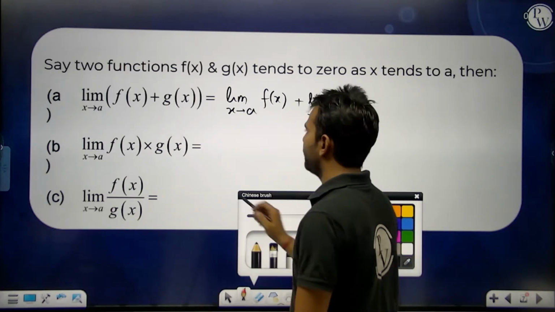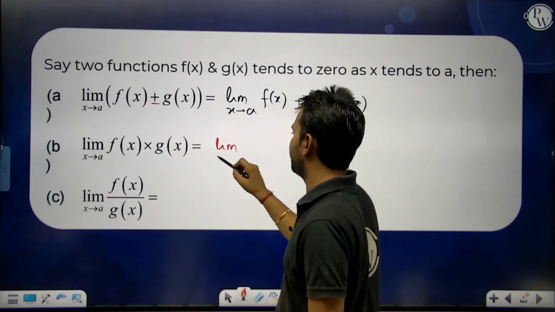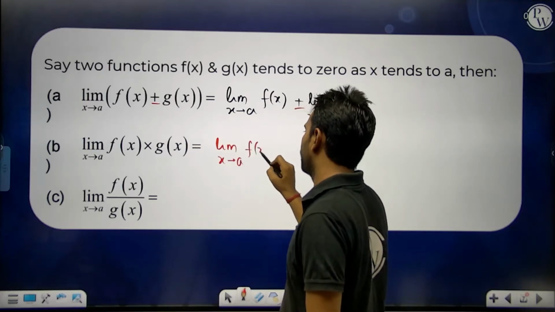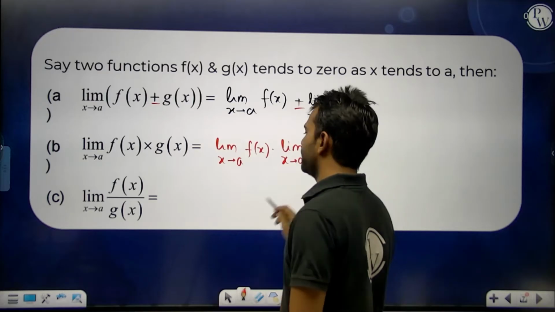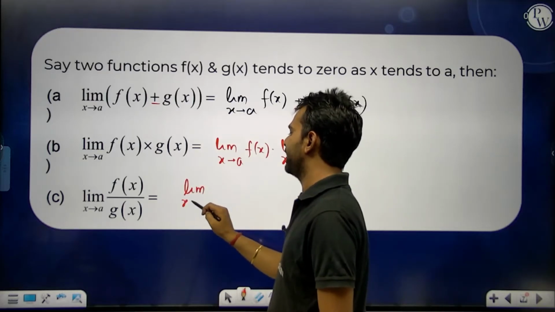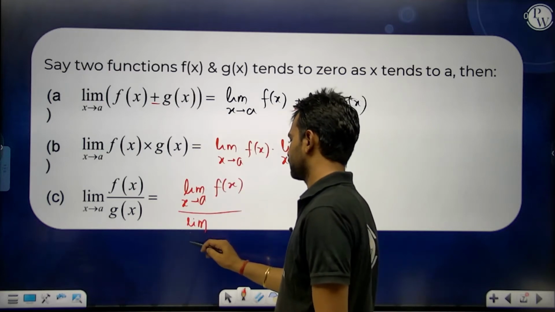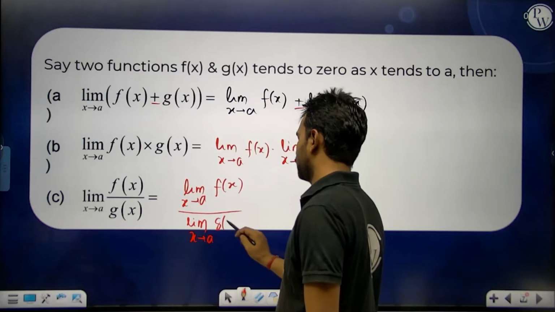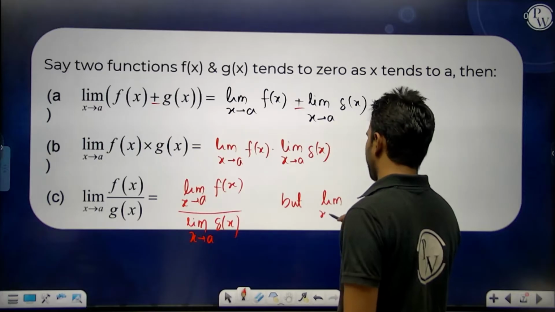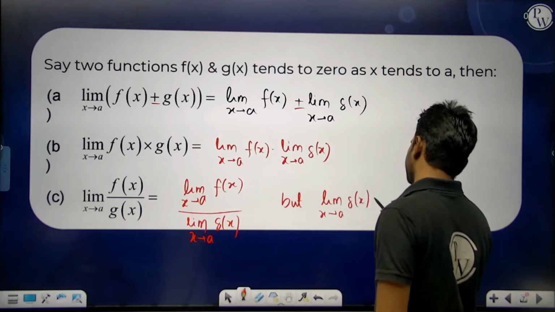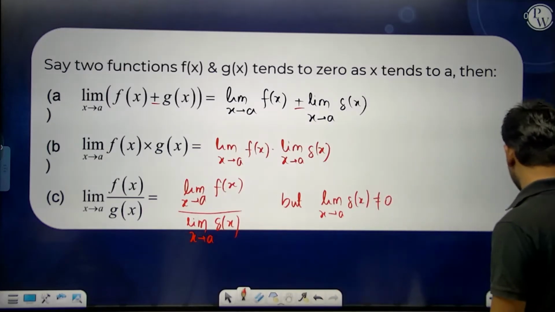If plus or minus is there, then we can split this limit. If multiplication is there, then also we can split it. If division of the two functions is there, then also we can split the limit, but limit x tending to a of g(x) must not be equal to 0. If the denominator becomes equal to 0, then we cannot do this. So do take care of this thing as well.